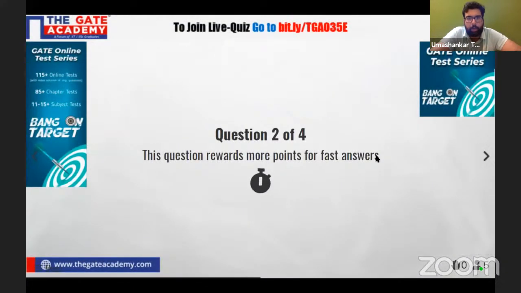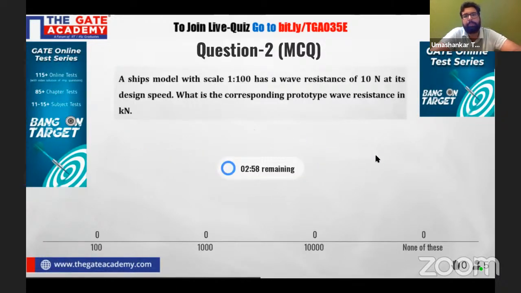Now here we go with the second question. Please try to solve it carefully. It is a question from dimensional analysis and it is an MCQ question. Now, what does MCQ question mean? MCQ question means that in which you have to.